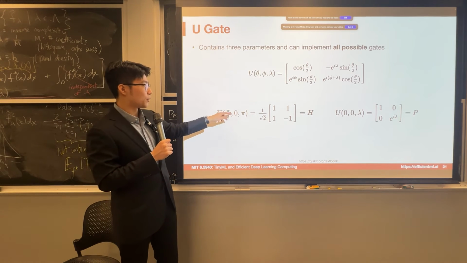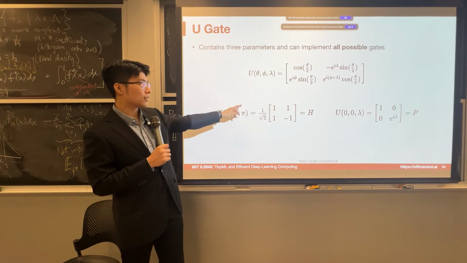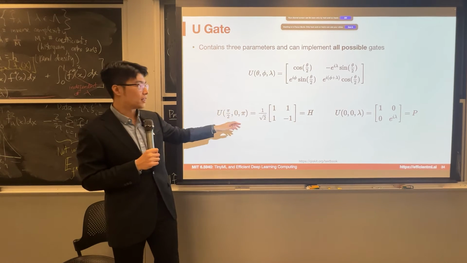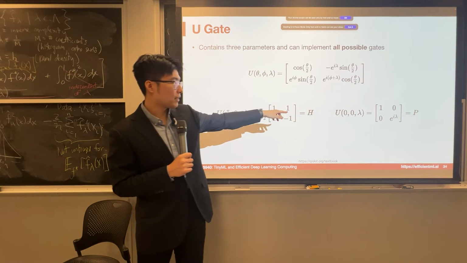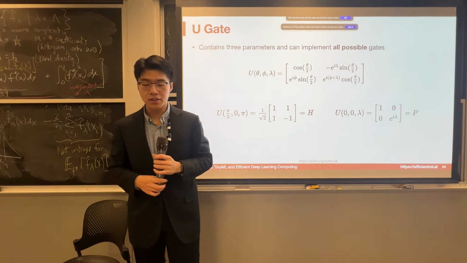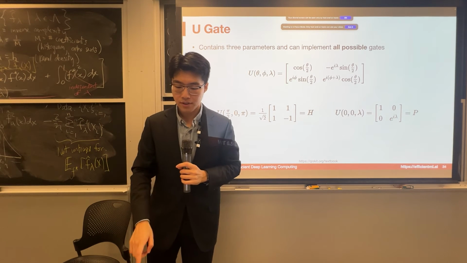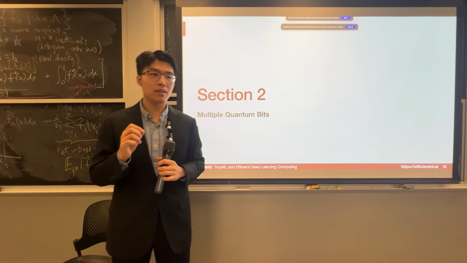Like if we plug in pi over 2 as theta, 0 as phi, and pi as lambda, then we can obtain the H gate. Also, if we have 0, 0, lambda, we can obtain the P gate. So that is the ultimate generalization for all the single qubit gates. Okay, so that's for just one single qubit.